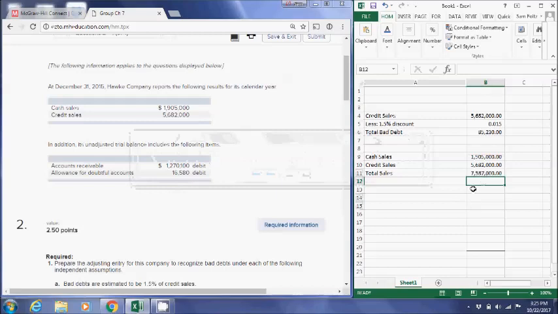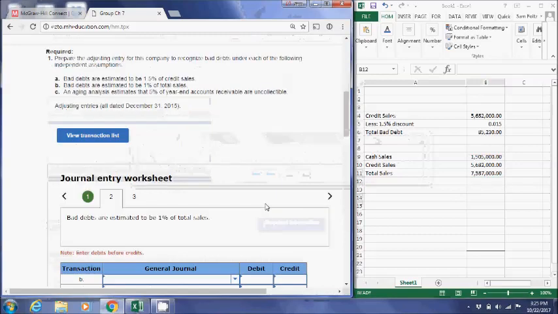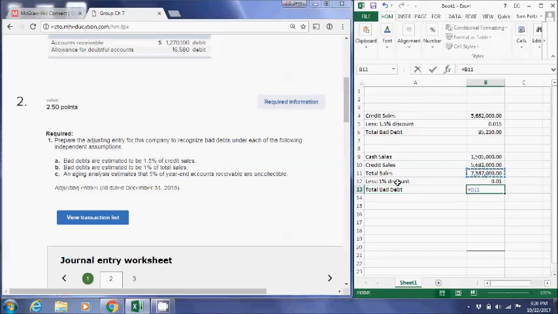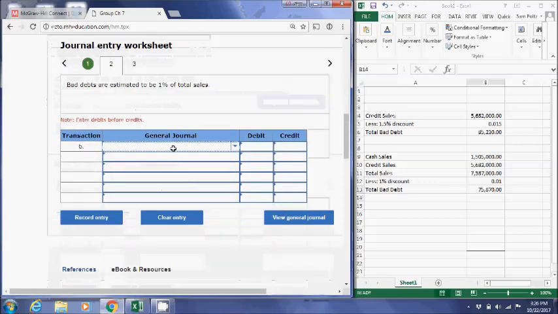So total sales of 7.587 million, and if we're going to take 1% of total sales, we're going to calculate it just like we did the prior, at 1% discount or service charge, whatever you want to call it. 0.01 means that our total bad debt is going to be a multiplier, 7.587 times the 0.01, and our total bad debt expense should be $75,870.